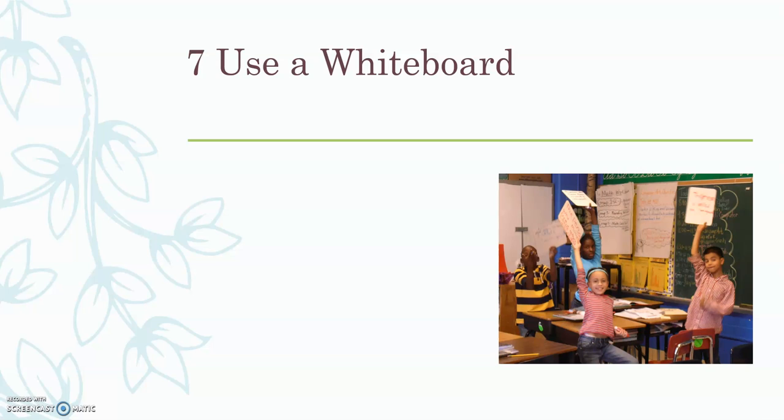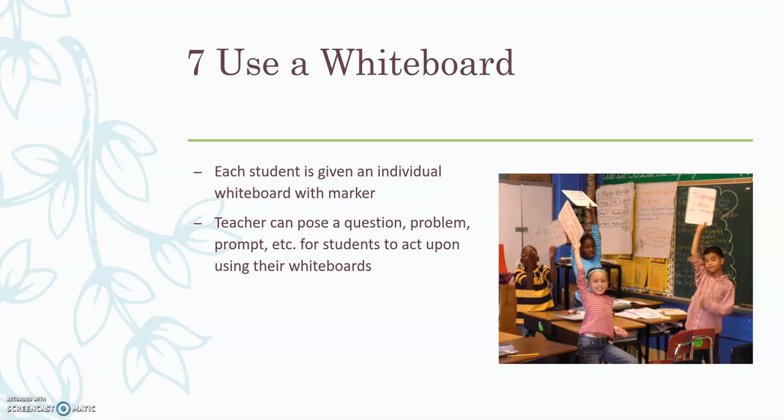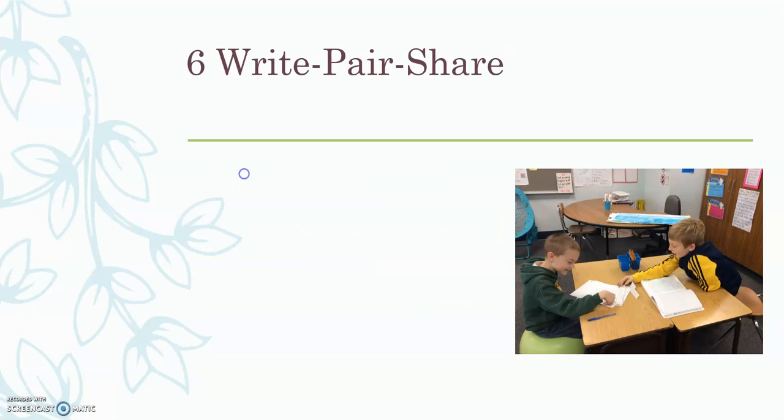Number 7, using a whiteboard. In this exercise, each student is given an individual whiteboard with a marker, and the teacher can pose a question, a writing prompt, some type of problem, and allow the students to perform on their own whiteboards. And the teacher can float around the classroom and see how students are doing, check level of understanding, things like that.